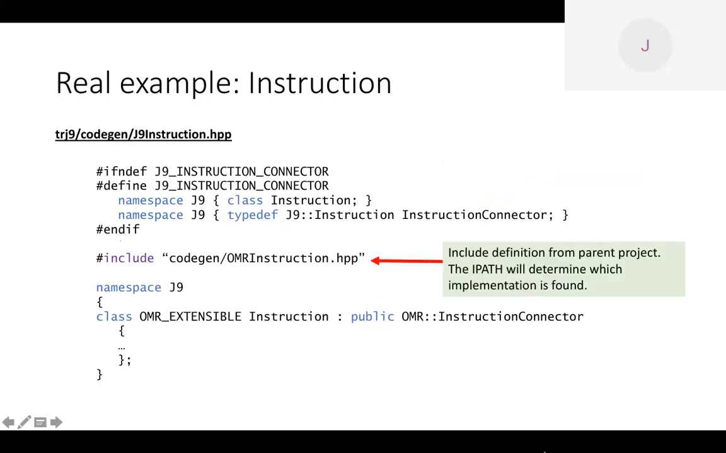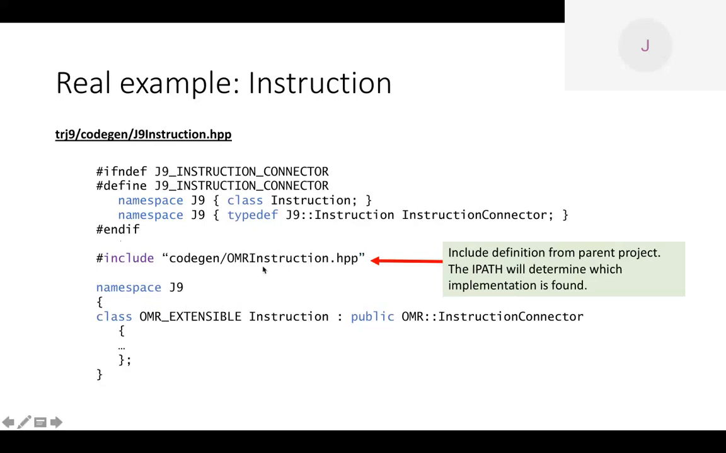And the next thing to note here is that this particular extension is extending the OMR one, so it needs to include the OMR instruction.hpp. And this is now why it's important for all those files to have the same name, because I'm in a different project here. I'm in J9. I don't necessarily care which OMR instruction I'm actually extending. All I know is that here is some J9 specialization for whatever's been provided in OMR.